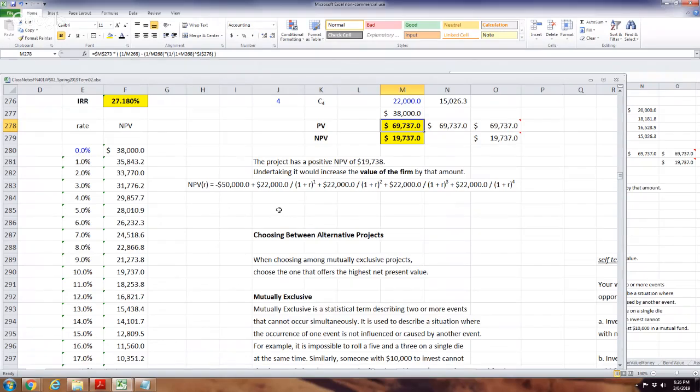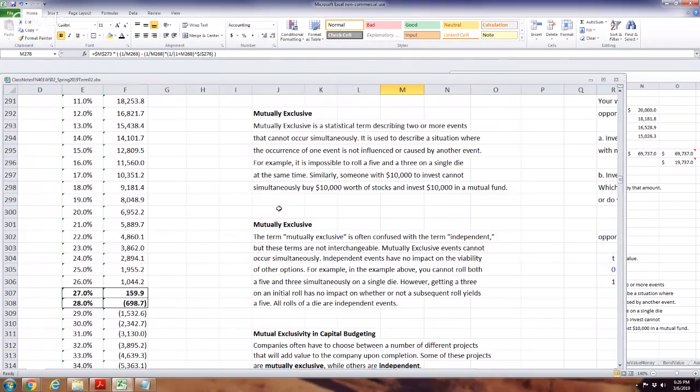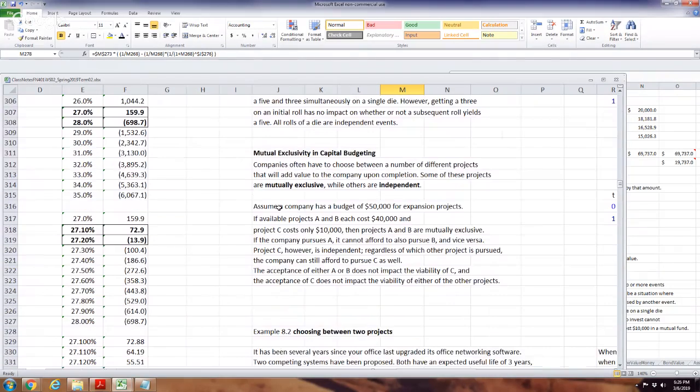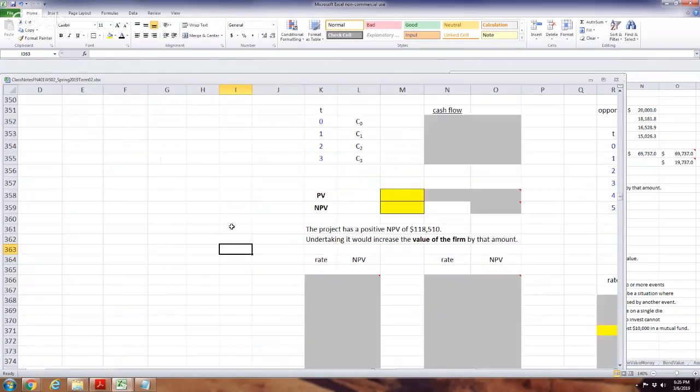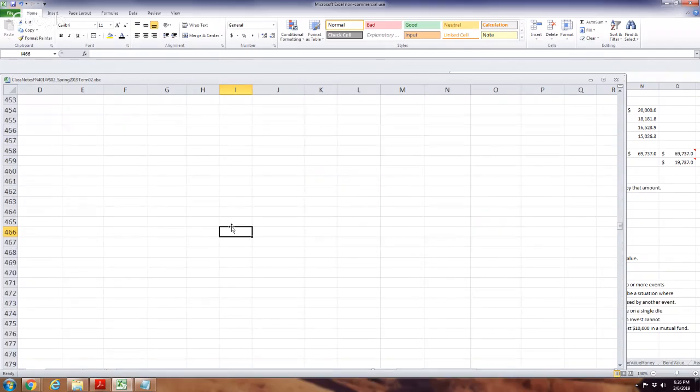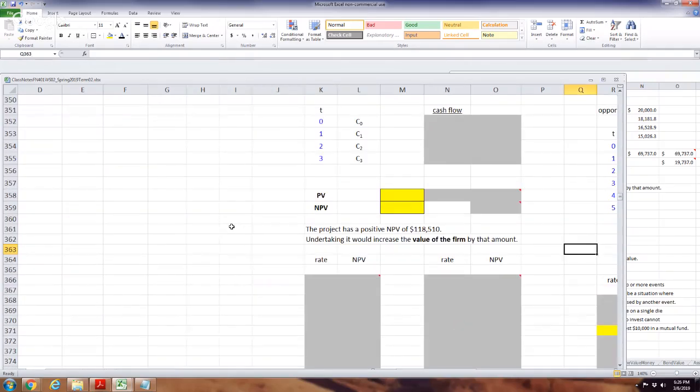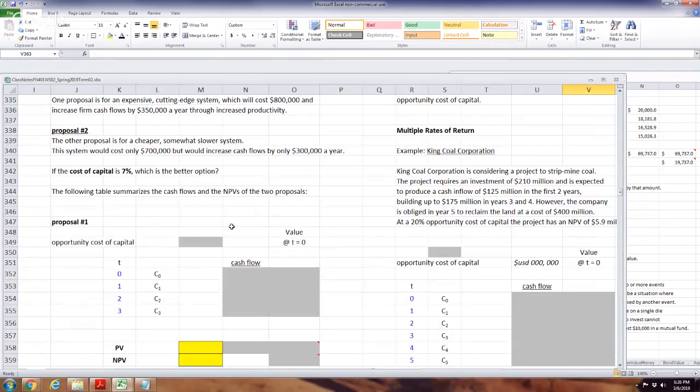And now we're choosing between alternative projects. What mutually exclusive means, what independent means, mutually exclusive in capital budgeting, and the final problem of the day today is going to be choosing between these 2 proposals, proposal 1, proposal 2, and we'll look at that. And I think that'll put an end to what we're doing today. This is the next section, so I don't have to worry about going to the right there.